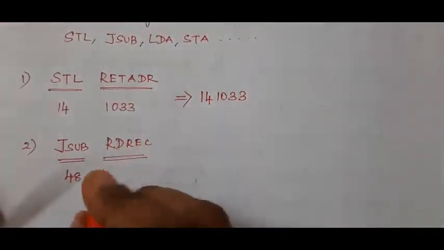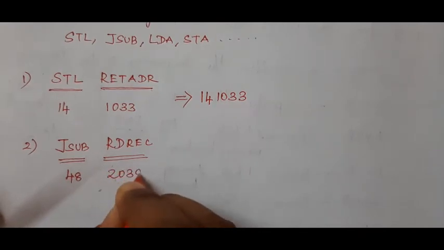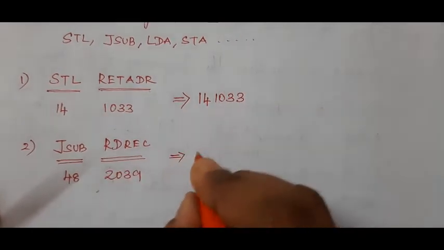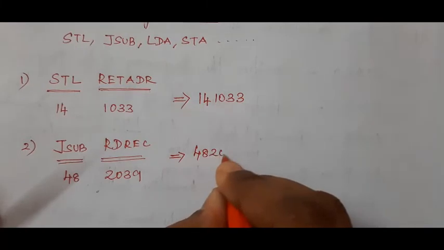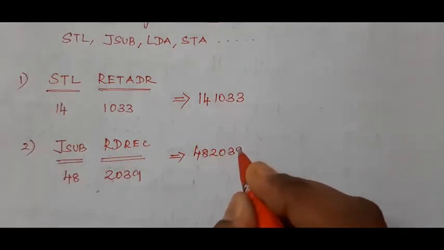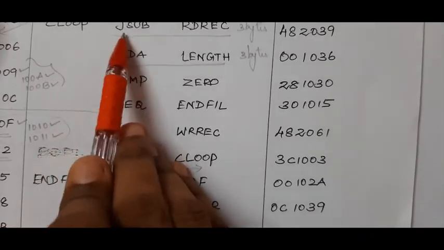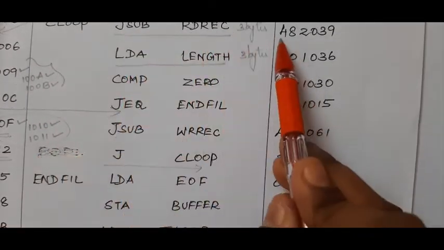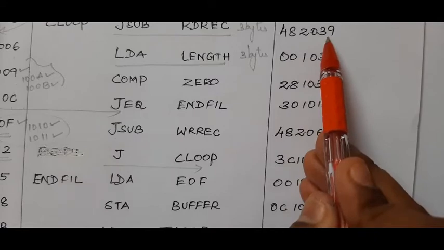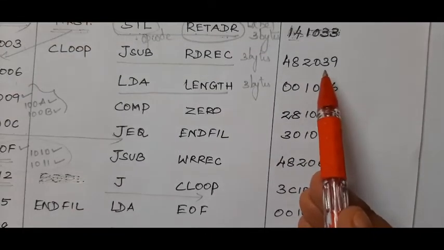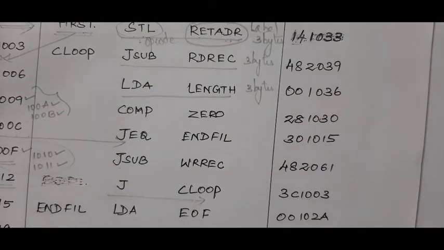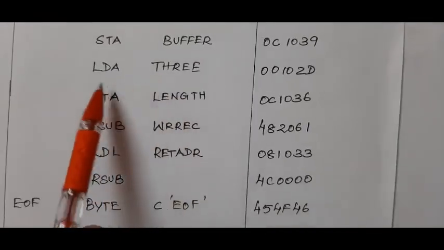So we'll write 2039. So the second instruction would be what? 482039. Shall we see? See the second instruction. C loop, JSUB read record, 482039. This is how we are generating an object code. Okay, any of the object code you take it.